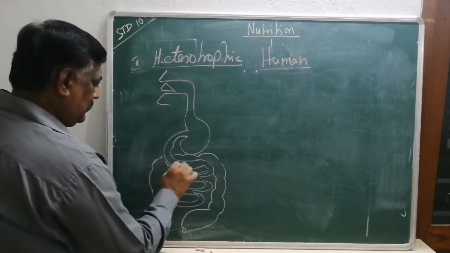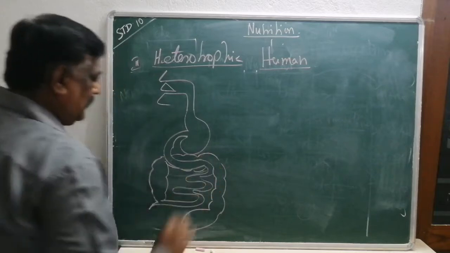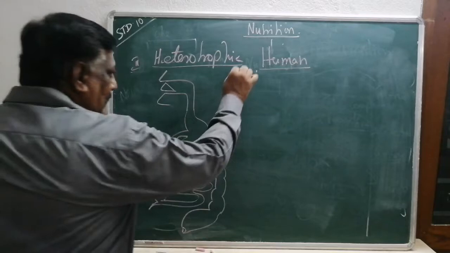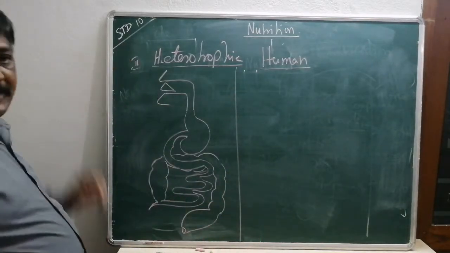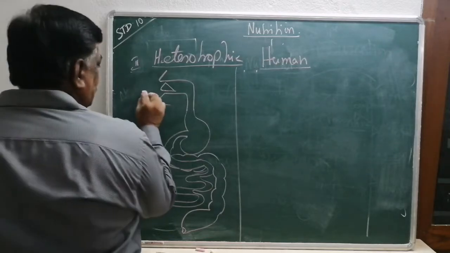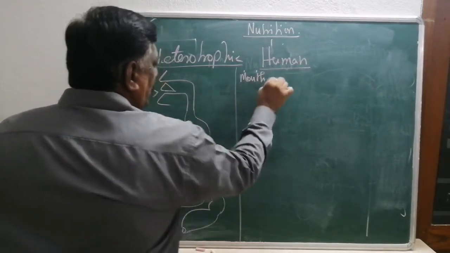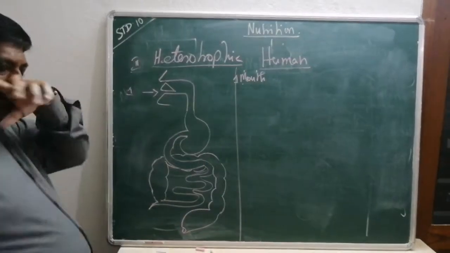This is about our digestive system, which we have already told. I will take the same diagram now for you. I will explain. So first the food is taken by the mouth. Okay, part 1. The food is taken by the mouth.